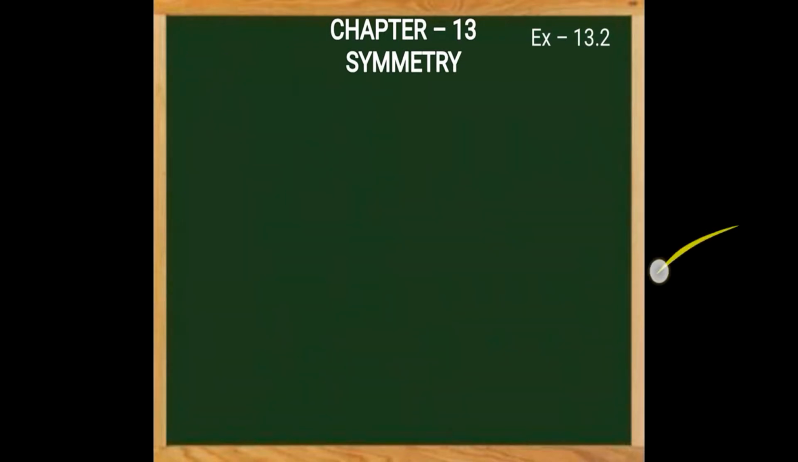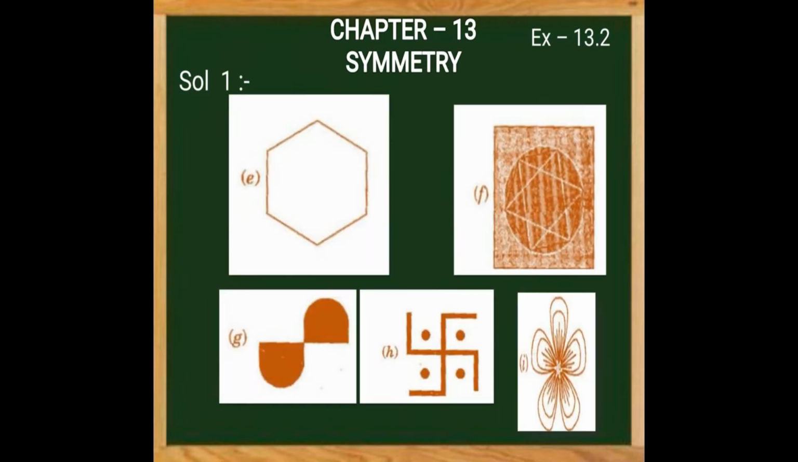Let's check other parts of this question number 1. We have E, F, G, H and I parts over here. Let's see E. Is E an octagon or a hexagon? Tell me. Yes, it's a hexagon. So, if it's a hexagon, is it a regular or irregular hexagon? It is a regular hexagon because it has all sides of equal measurement.